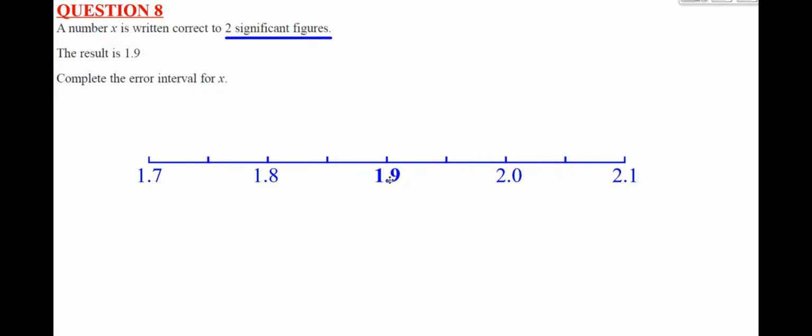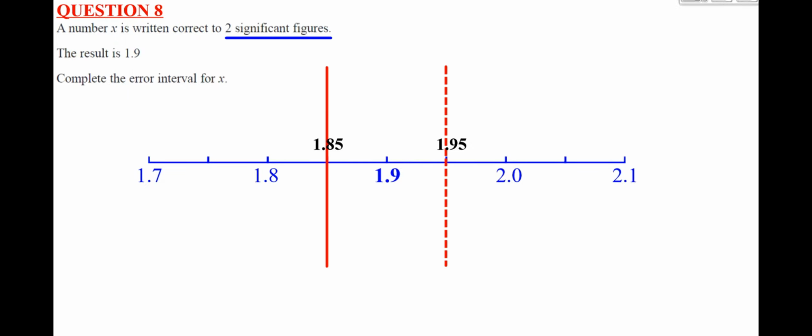That means the number must have been closer to 1.9 than either 1.8 or 2.0. So let's think about what the halfway points would be between 1.9 and the lower bound, or 1.9 and the upper one, 2.0. If I fill in the halfway values here, between 1.8 and 1.9 is 1.85, and halfway between 1.9 and 2.0 is 1.95. So clearly, the actual number must have been somewhere in between these two values.